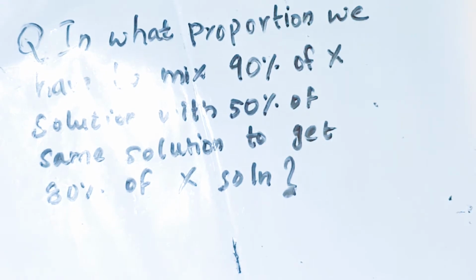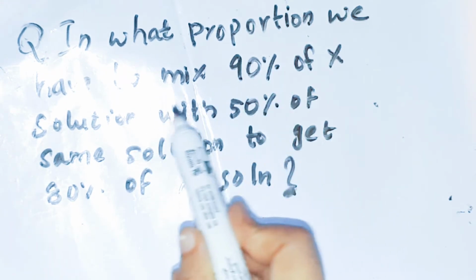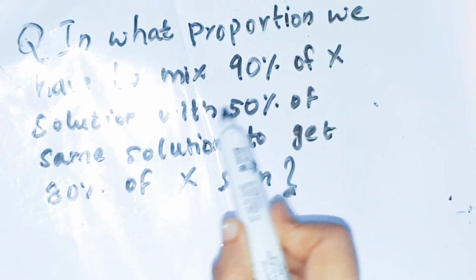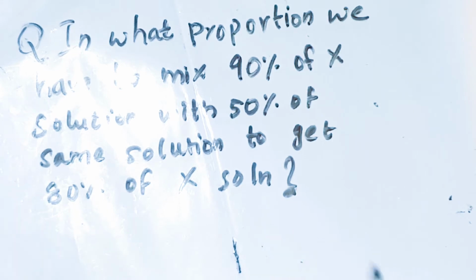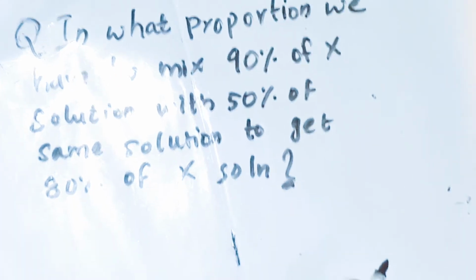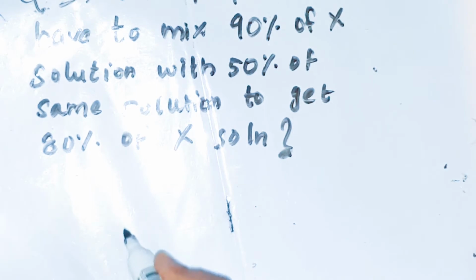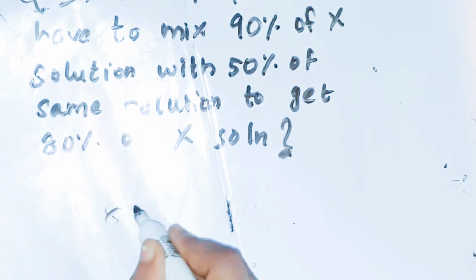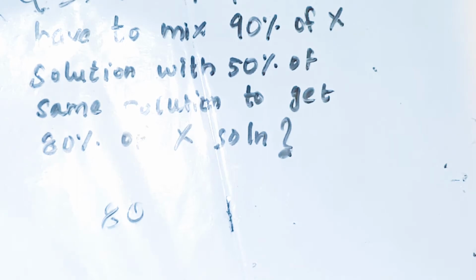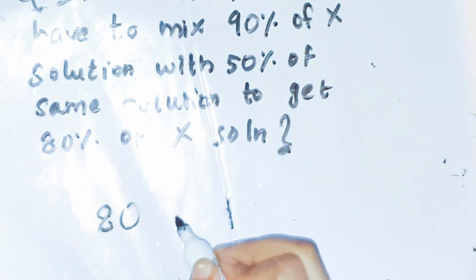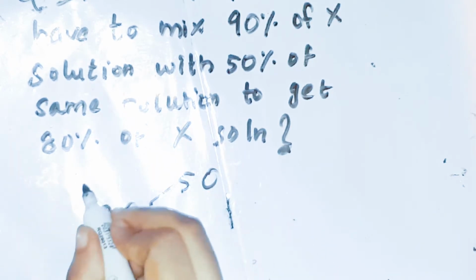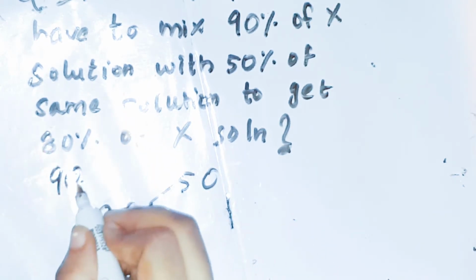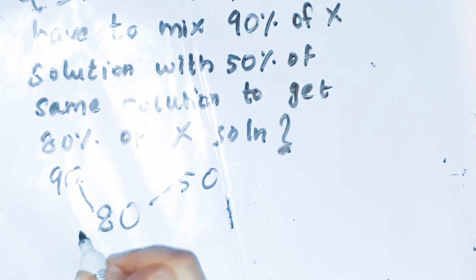Now here we have a different kind of problem. In what proportion do we have to mix 90% of X solution with 50% of the same solution to get 80% of X solution? This one we'll solve with the alligation method. So let's see, what is the required strength? It is 80%, right? And at the top right, it goes 50, which is the lower strength, and on the left side it is 90, which is the higher strength.